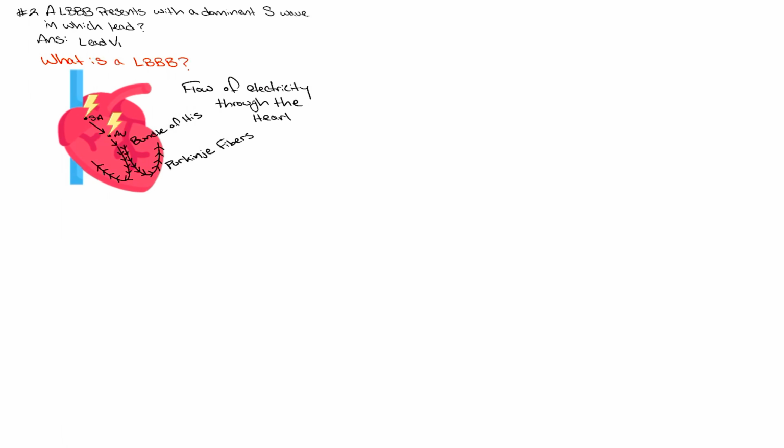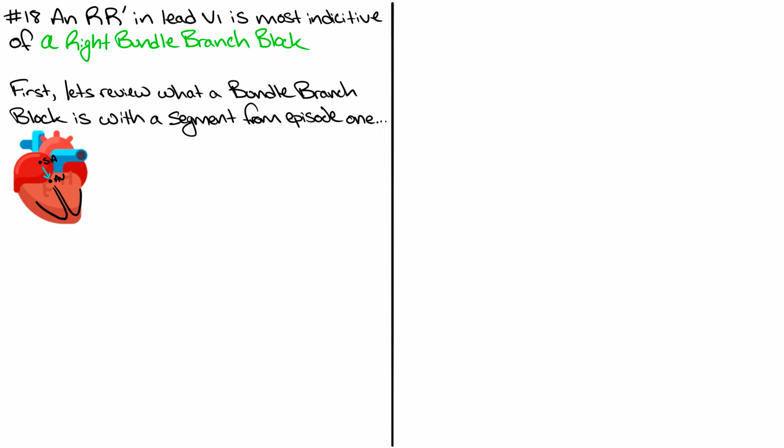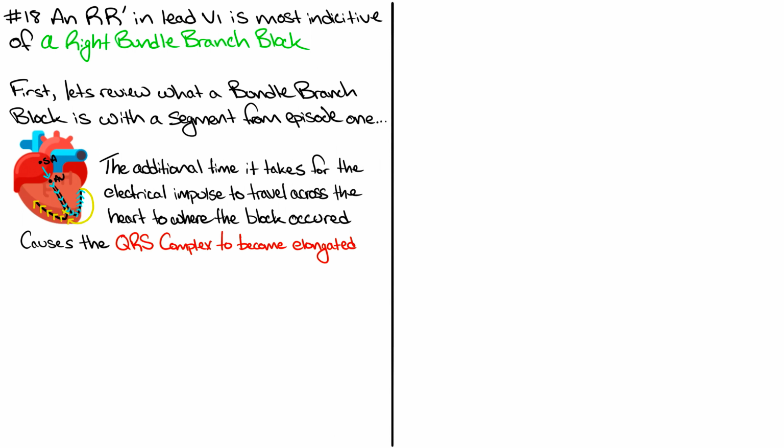Well, what happens during a bundle branch block is that part of that electrical signal is disrupted, either due to ischemia or cardiac tissue death, and needs to take an alternate route. That alternate route being longer than the original path of energy. This delay in current causes notable changes in your ECG, particularly in the QRS complex. So the additional time it takes for the electrical impulse to travel across the heart to where the block occurred causes the QRS complex to become elongated, usually greater than 120 milliseconds.